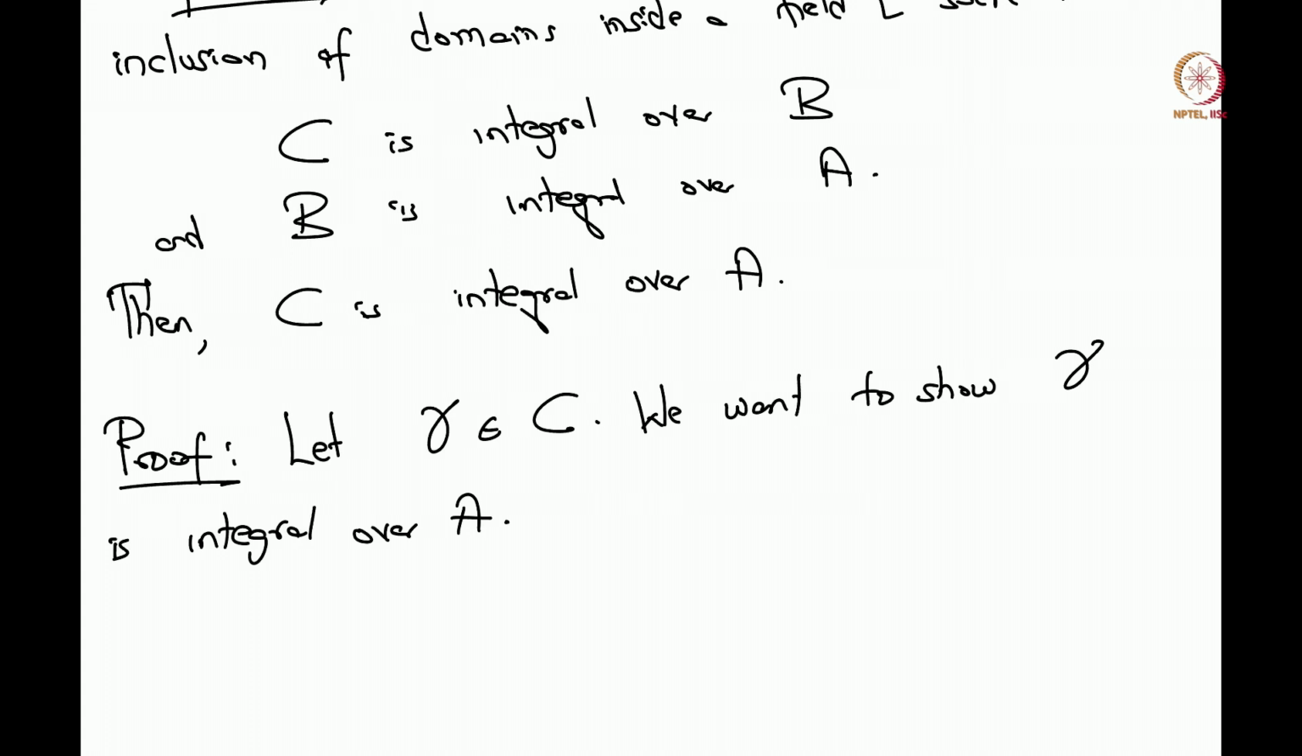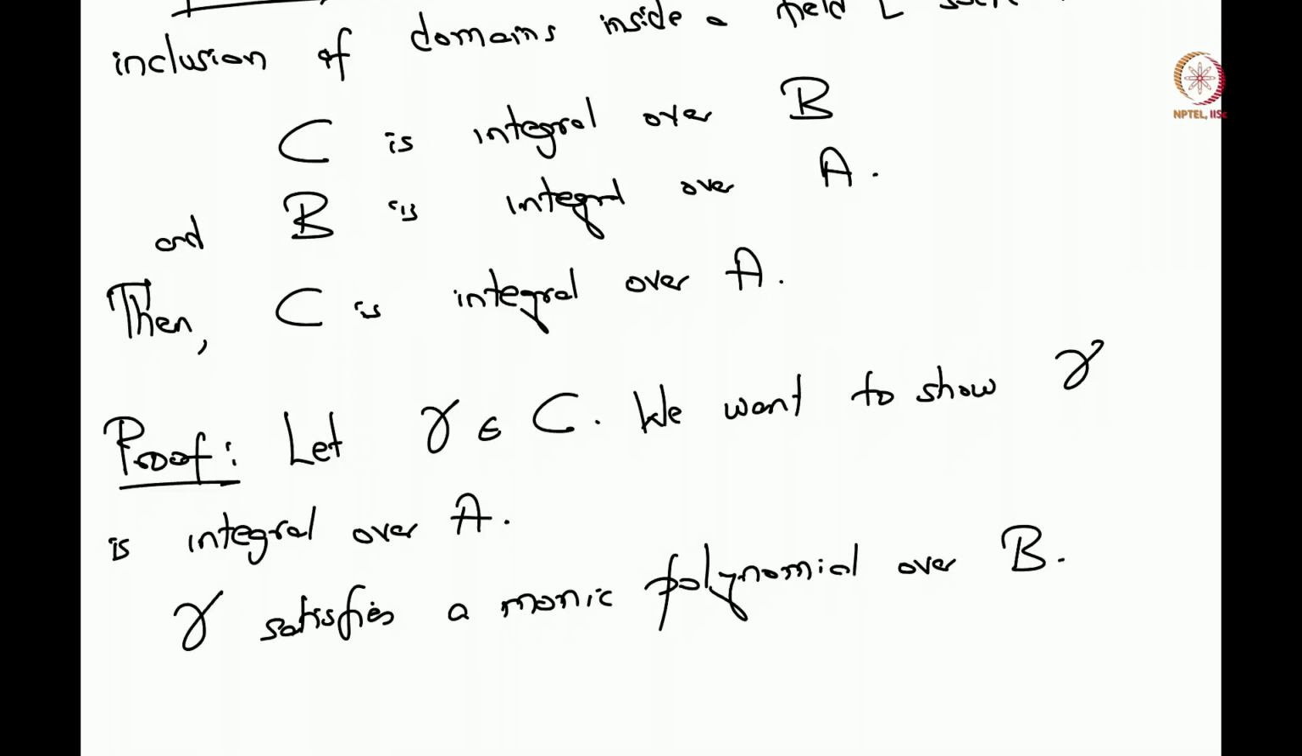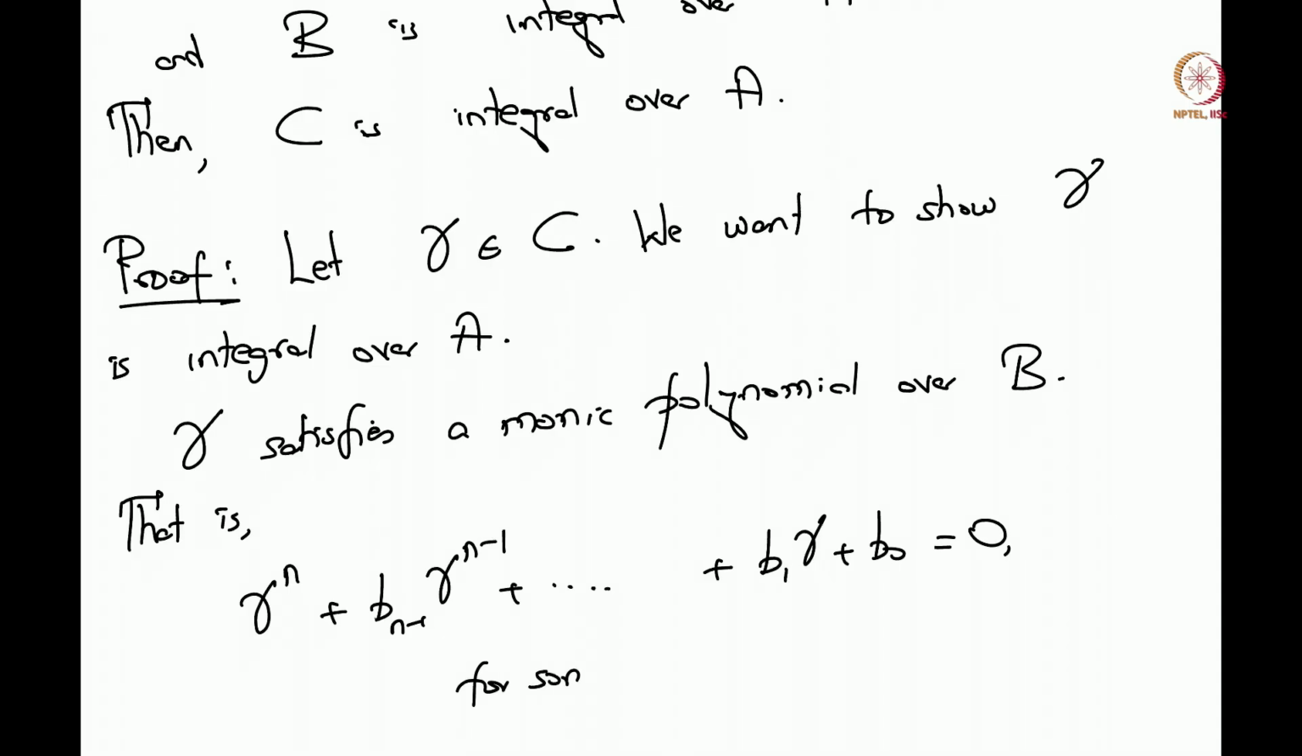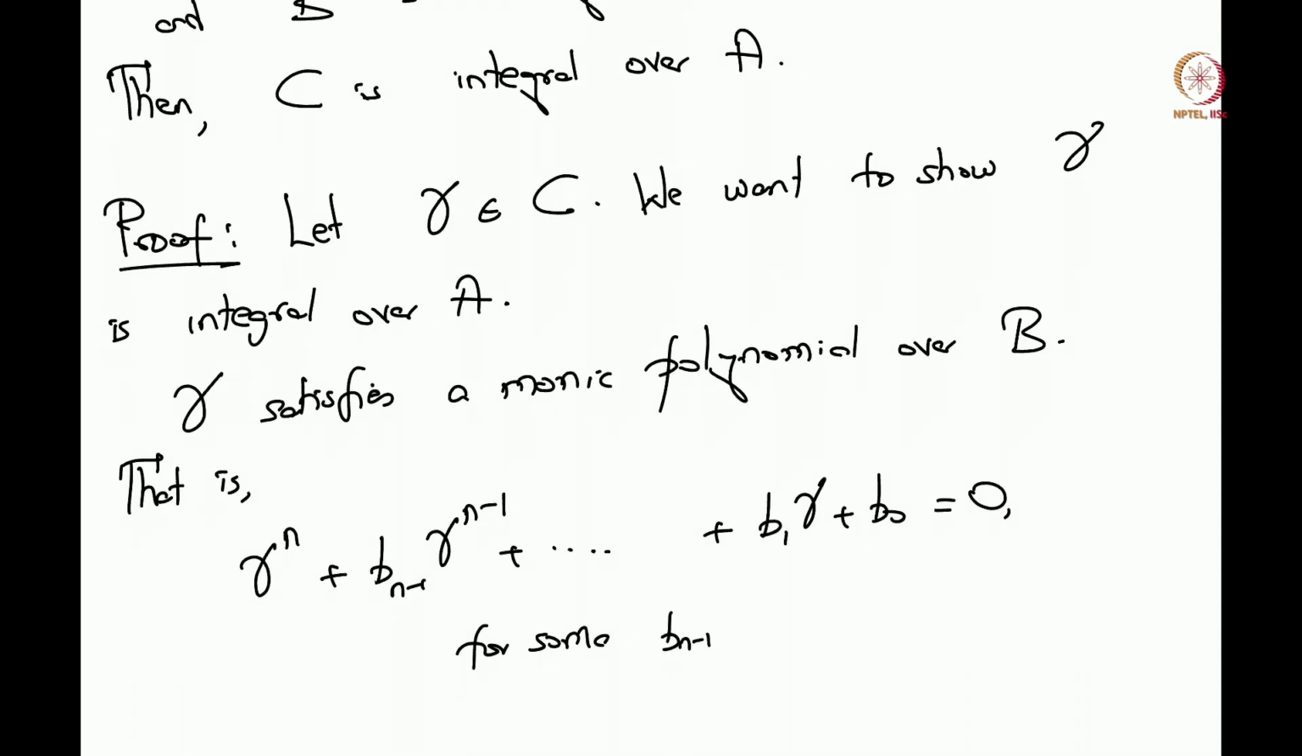So gamma is in C and C is integral over B. So gamma satisfies a monic polynomial over B. That is, gamma to the n plus b_{n-1} gamma to the n minus 1, plus so on and so forth, b_1 gamma plus b_0 equals 0, for some of these coefficients b_{n-1}, ..., b_1, b_0 in B.